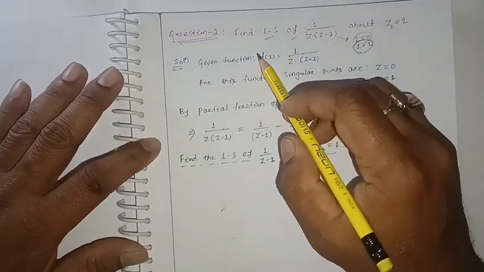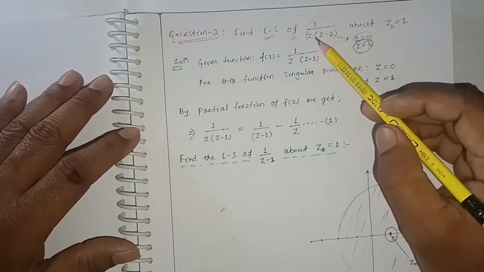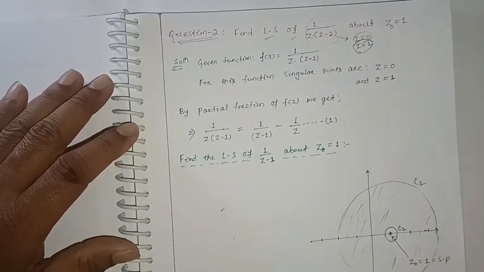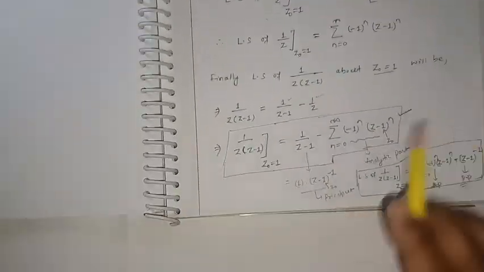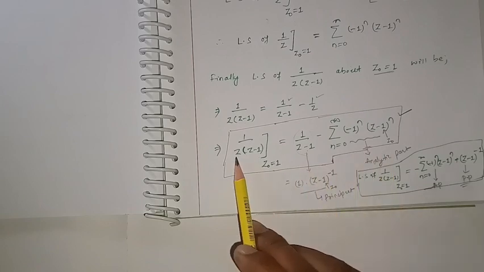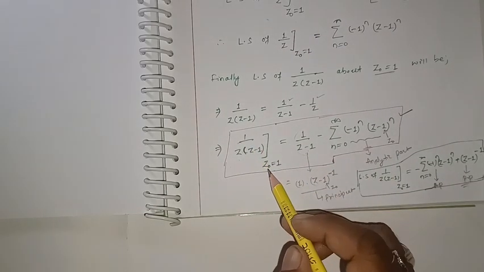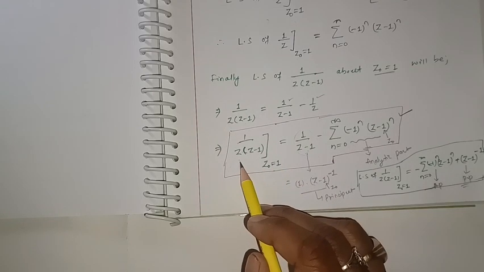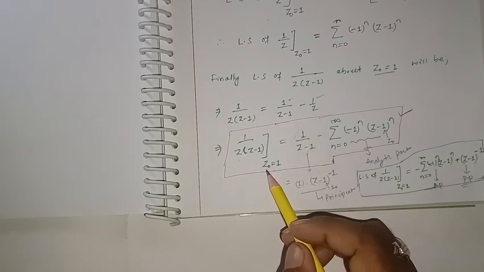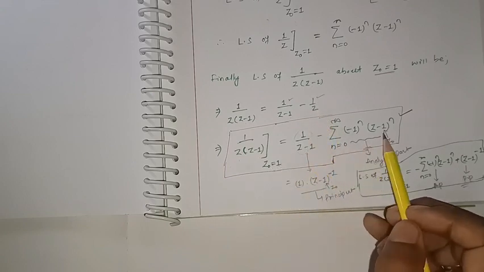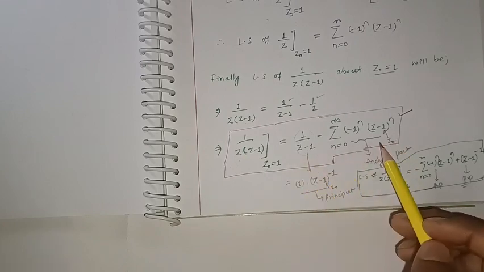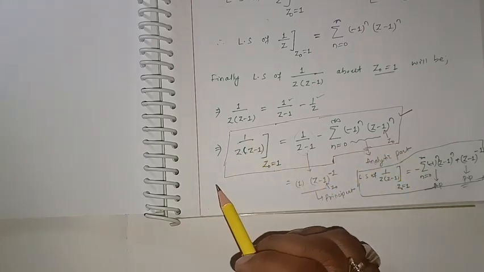How? I'm going to show you. You just go to question number 2. Here we found the Laurent series of 1 by z into z minus 1 about z0 equal to 1. Finally, what we found? We found this one. We determined the Laurent series of 1 by z minus 1 about z0 equal to 1. It will be itself. 1 by z, Laurent series about z0 equal to 1. This one we just substituted and we found this is the final Laurent series of this function, right?